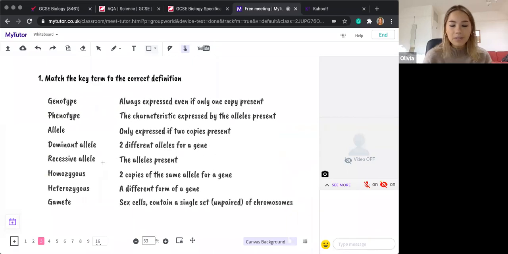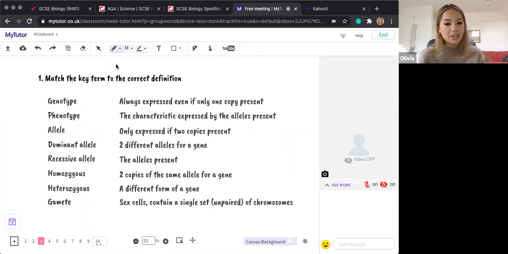So I have some terms here and some definitions. What I would like you to help me do is to match up these key terms to the correct definitions. So let's start off with genotype then. In fact, it'll be easier if I say the definition and you tell me which key term it is. So let's start with an easier one. The alleles present. Can anyone tell me what the alleles present are? What would that be defined as? Or even what an allele is?